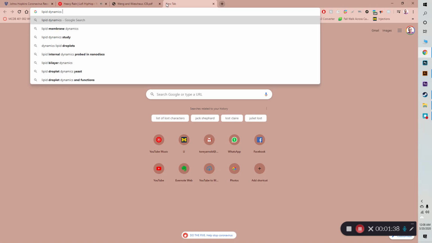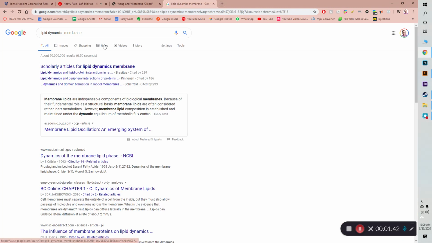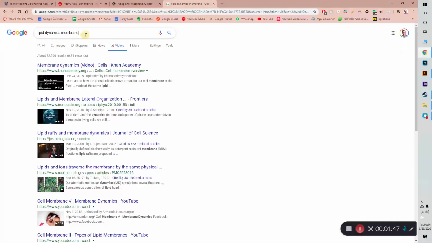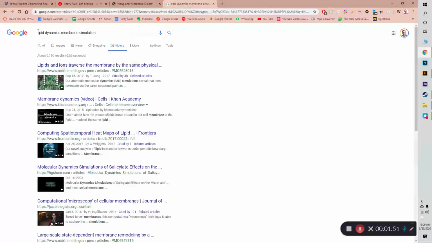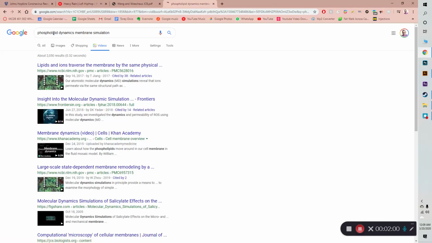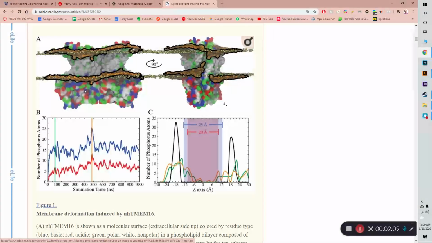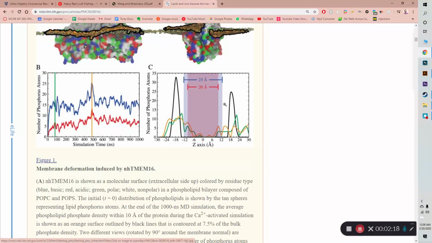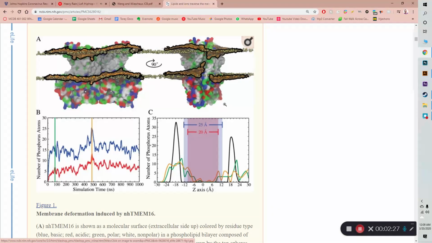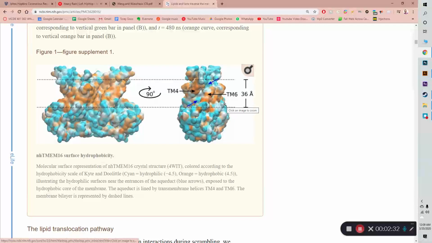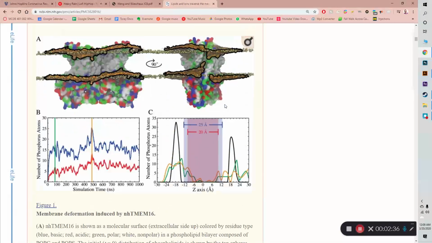Let's see if I can Google lipid dynamics membrane simulation. Well, I kind of want you to see this. Phospholipid. Whoa. I don't know what I'm looking at, but I think it's cool. Molecular surface, residue type. This is a phospholipid bilayer, and these are residue types. Amino acids, yeah. Crystal structure, yeah. That's cool.